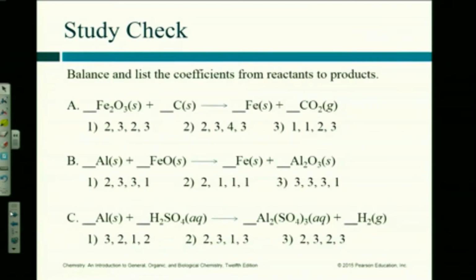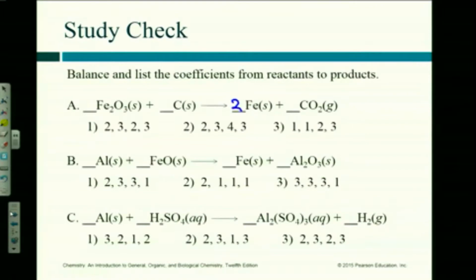All right, let's work them together, or else we got another section we still got to cover today, or else we might not get out of here. Okay, how many iron on the reactant side? 2. And on the product side, just 1. So I'm going to put a 2 right here.